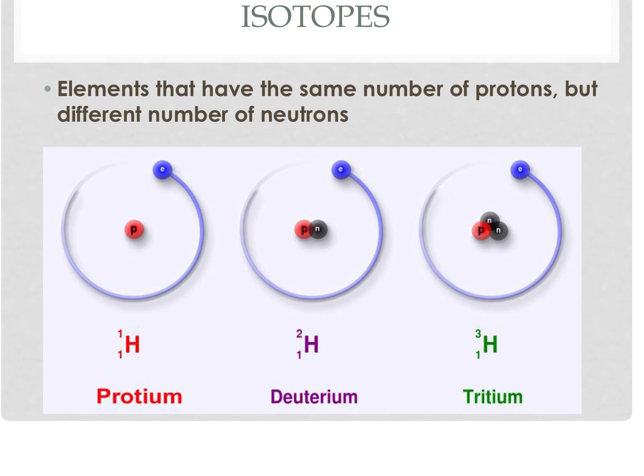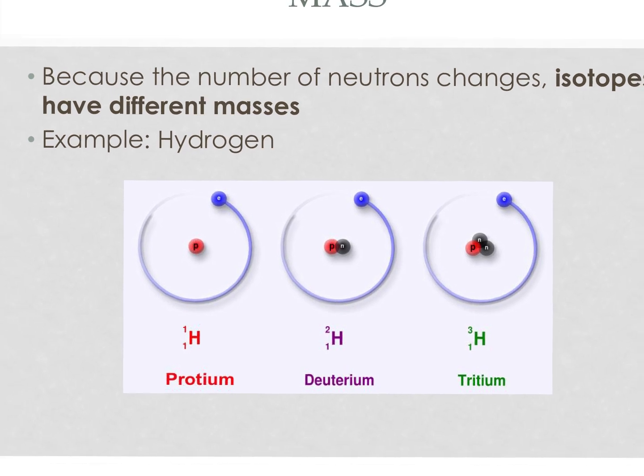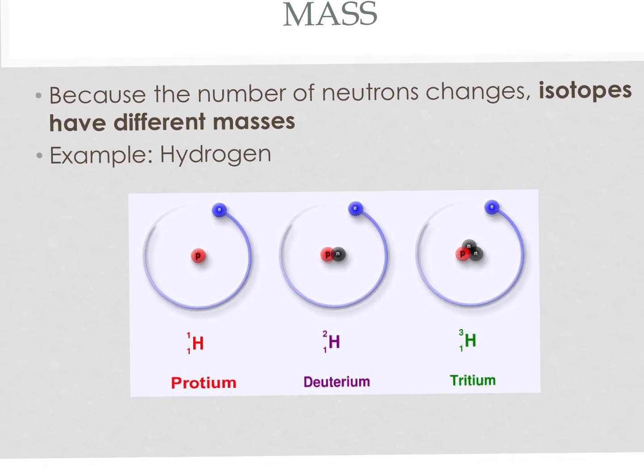If you look at this picture, before you just mindlessly copy down the words, what is the one thing all three of those atoms have in common? Protons and electrons. Okay, one proton. Electrons, true, but I'm really interested in protons right now. They all have one proton, which makes them all hydrogen because they have one proton. What's different about them? The number of neutrons changes.